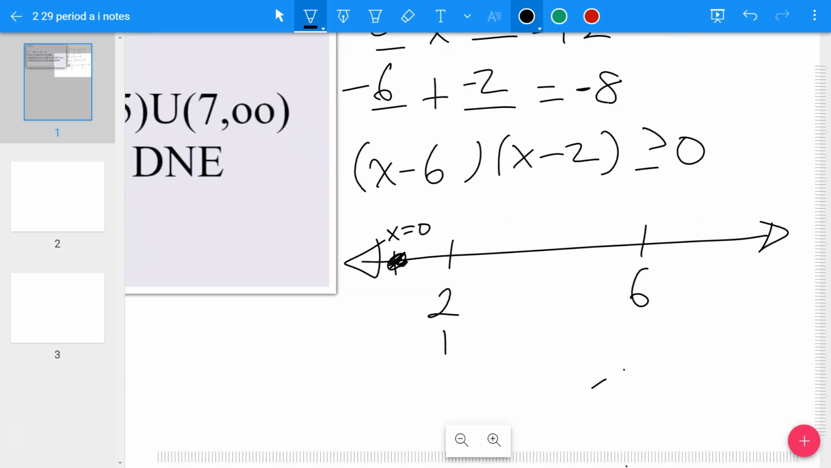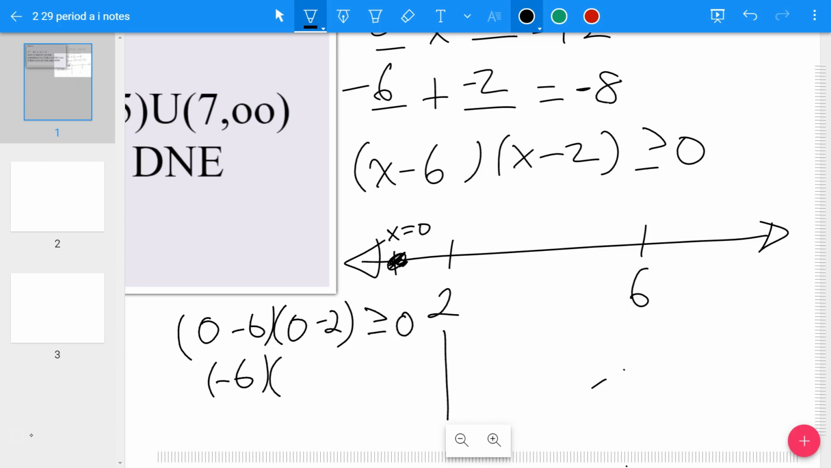So when I carry that out on the side, I'm going to have the following. 0 minus 6 times 0 minus 2, is that greater than or equal to 0? That's our goal. So 0 minus 6 is negative 6. 0 minus 2 is negative 2. Two negatives multiplied give a positive, so you end up with 12 greater than or equal to 0.